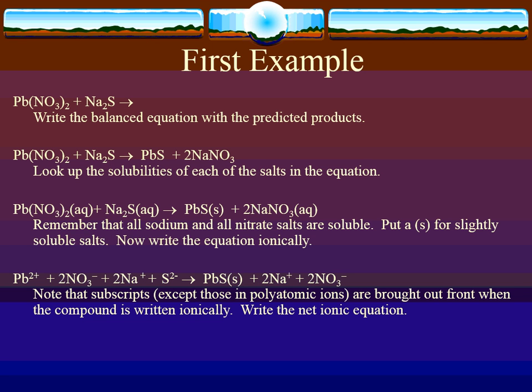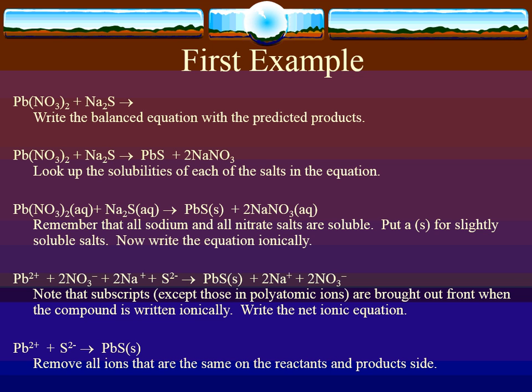Now I'm going to look for any spectator ions, ions that are the same on both the reactant side and the product side. And I do have one that I see here. It's my nitrate. I have 2 NO3⁻ on my reactant side, and I also have it on the product side. So I'm going to eliminate that from my equation. I also had Na⁺ on the reactant side and on the product side as well. So those are eliminated. I'm left with only the ions that actually take place to form the solid. So my Pb²⁺ and my S²⁻ forming my solid lead(II) sulfide.